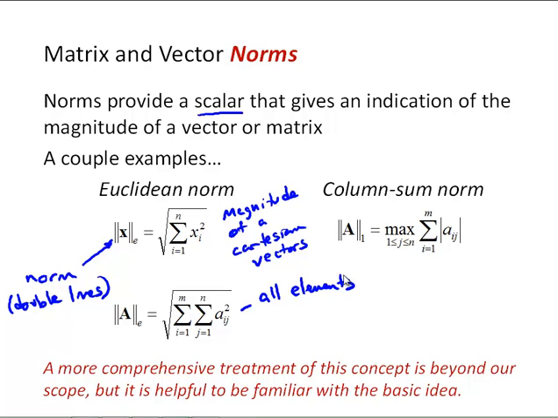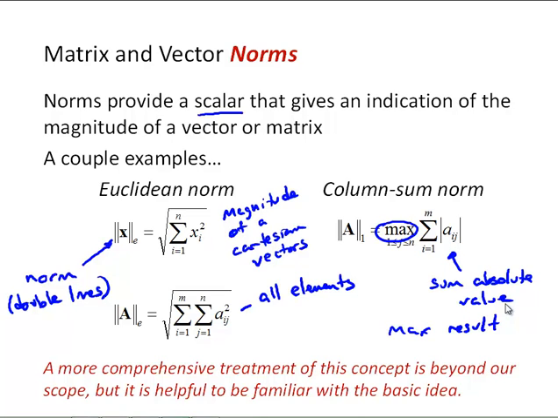So another example of a norm is a column sum norm. And for this column sum norm, what we do is we go through all of the columns. For each column, we sum the absolute value of all of the elements and then take the maximum result. So whichever column has the maximum sum of its absolute values.